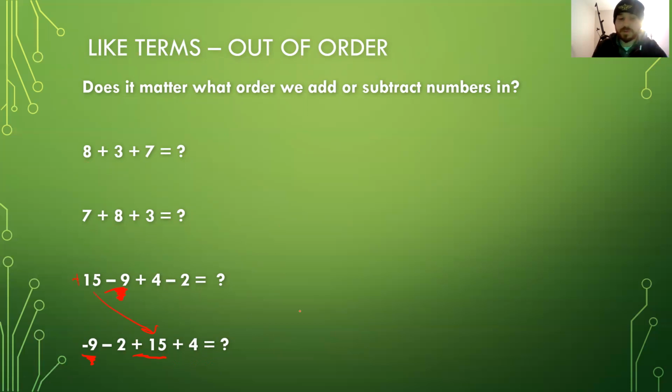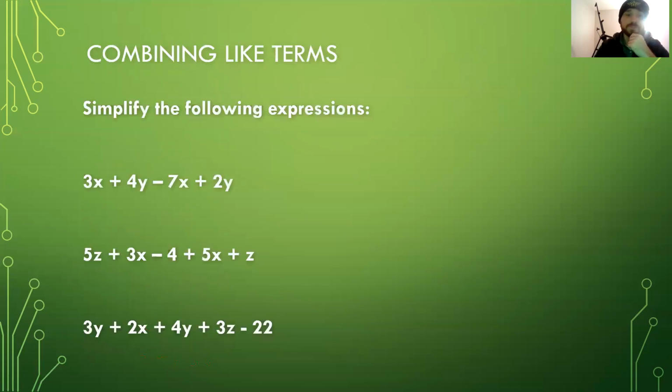But when you're doing it with variables, sometimes you can get confused as to whether it should be a negative or a positive. And it's really important to just make sure you have the right symbol with each one. So let's look at these. We have 3x plus 4y plus or minus 7x plus 2y.